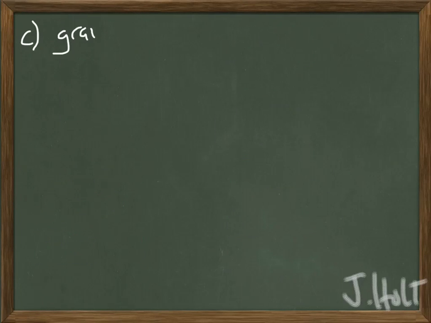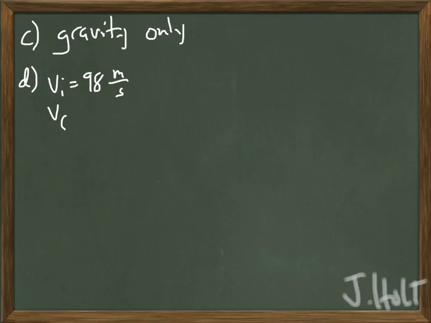After the balloon is released, the only force acting on it is gravity. There's nothing pulling it up, there's nothing pulling it sideways. The only thing pulling it down is gravity. Now, we want to find when the velocity first becomes downward.